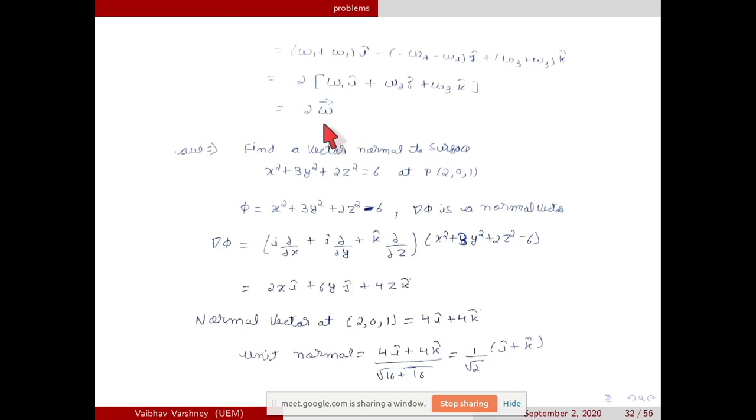So we calculate del cross v and we obtained 2 omega. This 2 is just a number, there is no significance of this. So the main meaning of this is we are calculating the curl and we are obtaining the angular velocity, rotational velocity. So curl is defining the rotational velocity of any vector.